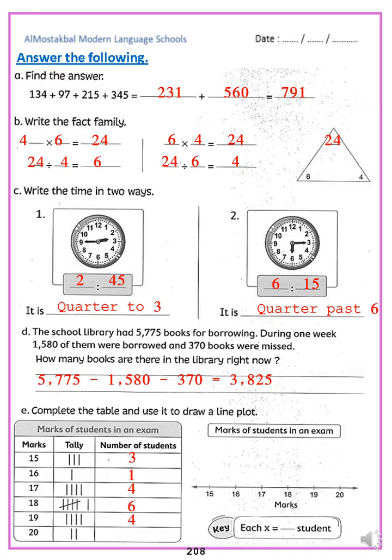4 and 2. Okay? Let's use it to draw a line plot. First, we have 3, 1, 2, 3, and 1, okay, and 4, and 6, and 4, and 2. Each x equals 1 student.